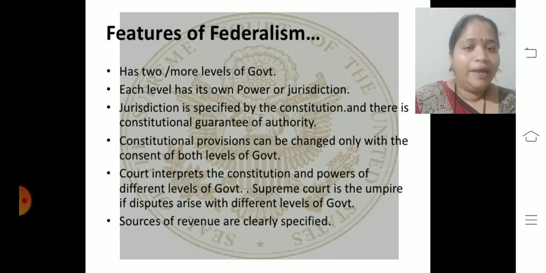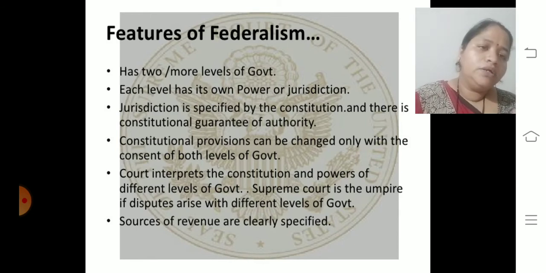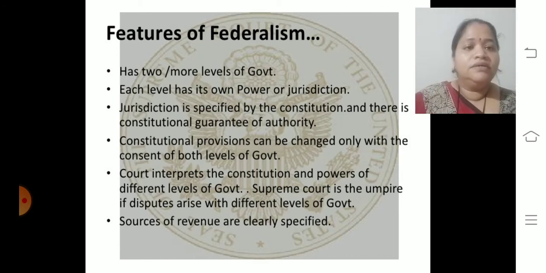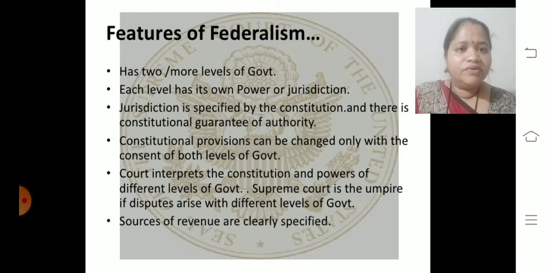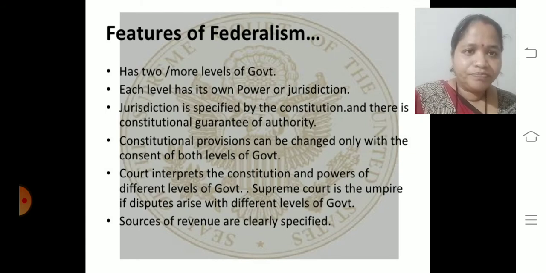Two or more, like central, state, or like in our India, there is a third tier, that is local government. Each level has its own power or jurisdiction. Again, take the example of India only: central, state, and local government. Central extracts its power and gives it to the state government. State extracts power and gives it to the local government. These three levels have power and jurisdiction according to their level.